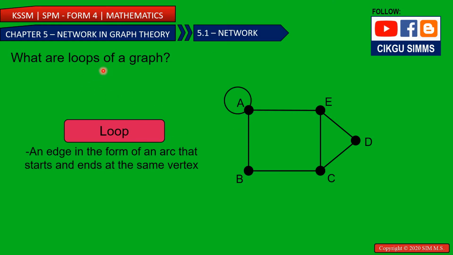And what are loops of a graph? The loop of a graph is something like this. It starts from the vertex A and then ends also at the vertex A. So this is called a loop. It's in the form of an arc that starts and ends at the same vertex.